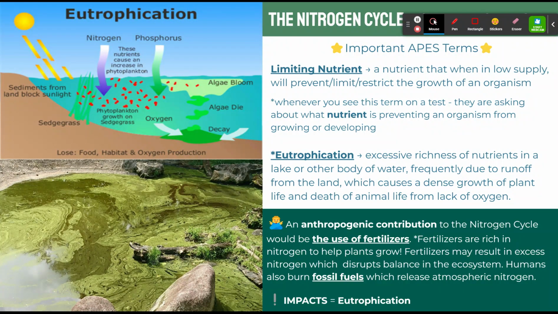So an anthropogenic contributor to the nitrogen cycle would be the usage of fertilizers, and those fertilizers causing leaching or runoff into a body of water, resulting in eutrophication.